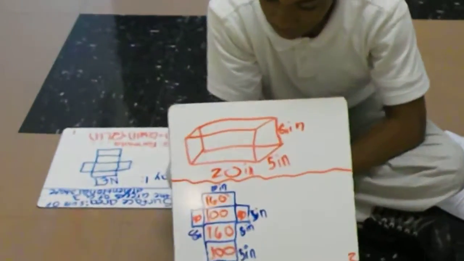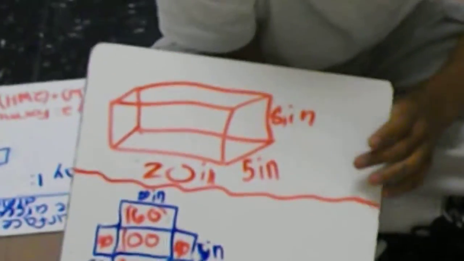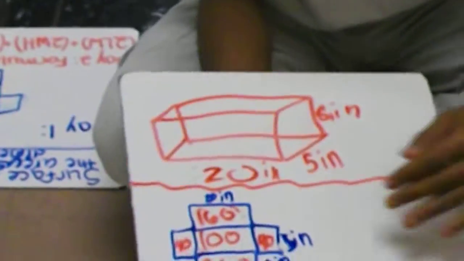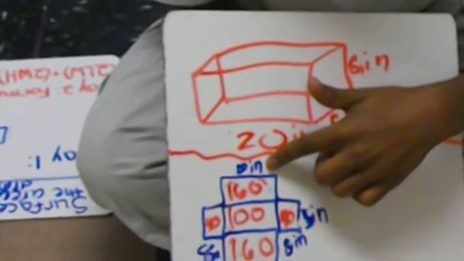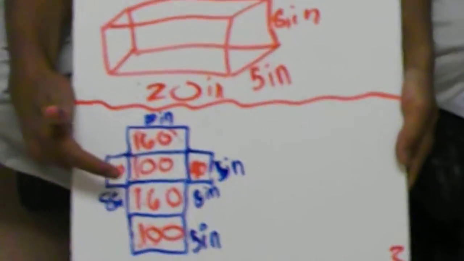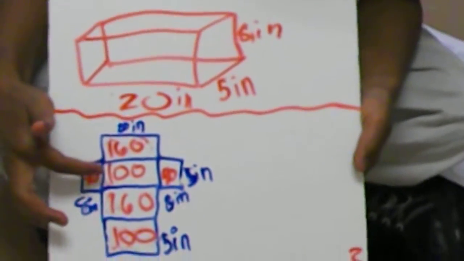Here's the problem. Find the surface area of a rectangular prism with a length of 20 inches, a width of 5 inches, and a height of 8 inches. Now, you will draw the net first. First, you draw the net. Second, you will label the net: 20 inches up here, 5 inches on these sides, and 8 inches on these sides. Then, you will find each and every single area for each rectangle. So for these two, it will be 40 inches. These two, 160, and these two, 100.